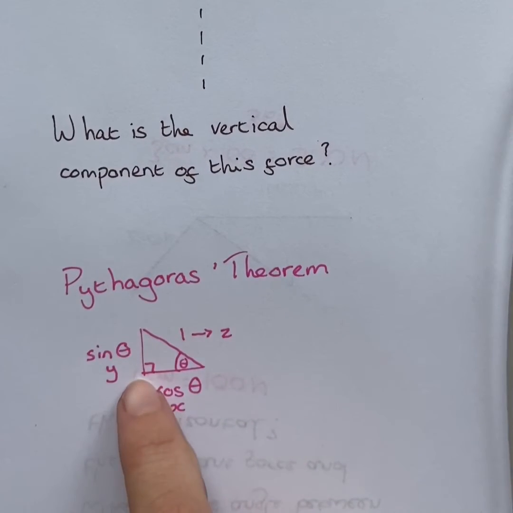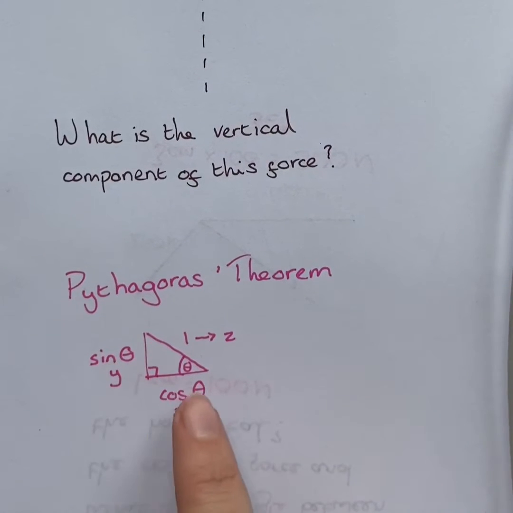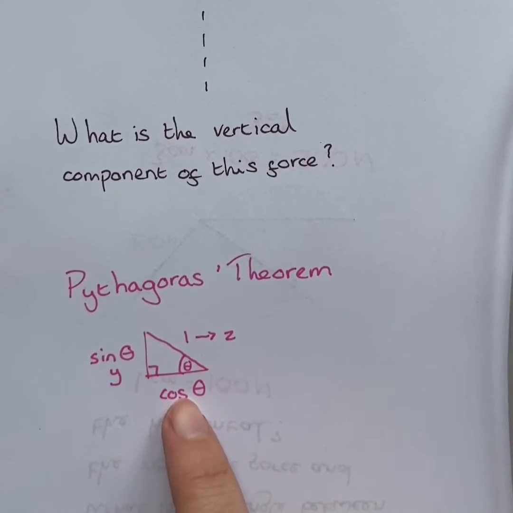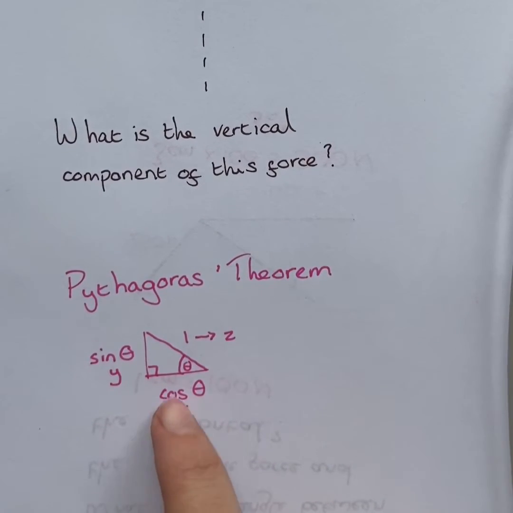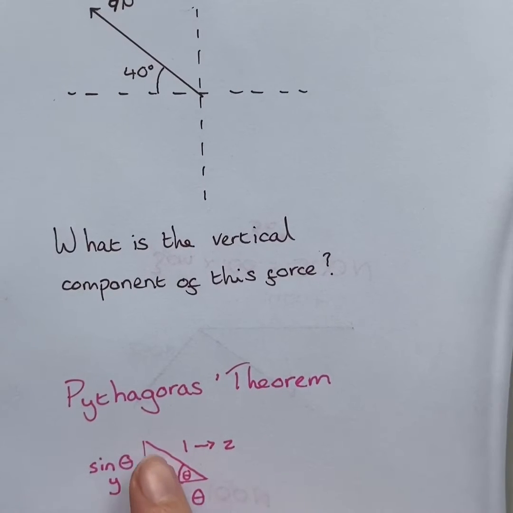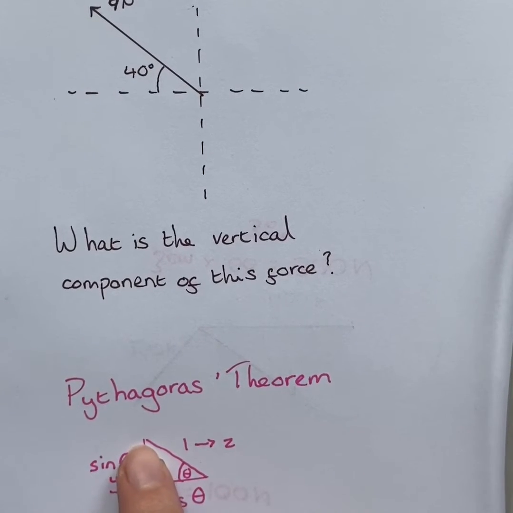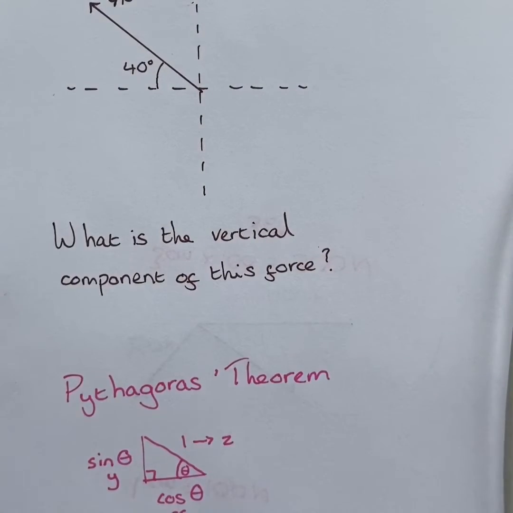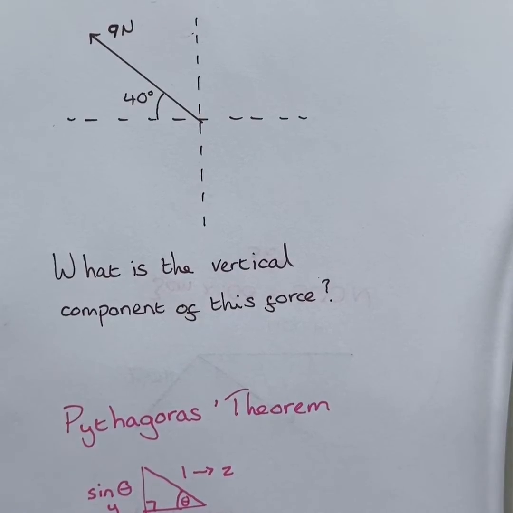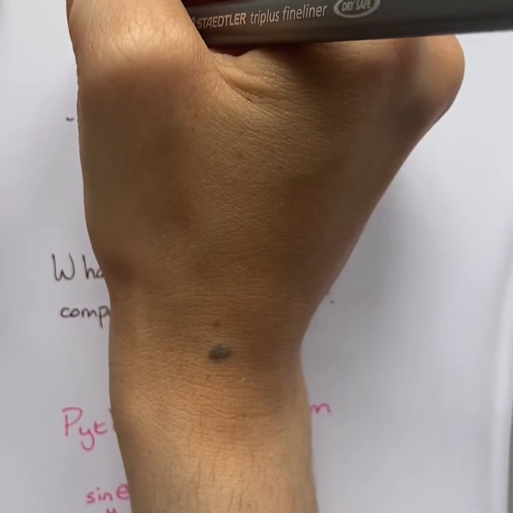the length of our vertical component is going to be sine theta, and the length of our horizontal component is going to be cos theta. And if you have a scientific calculator, you have buttons for sine and cos. Now we know that with resultant forces, it's not always going to equal 1. So we're going to call our resultant force Z. And we're going to make our resultant force into a triangle.